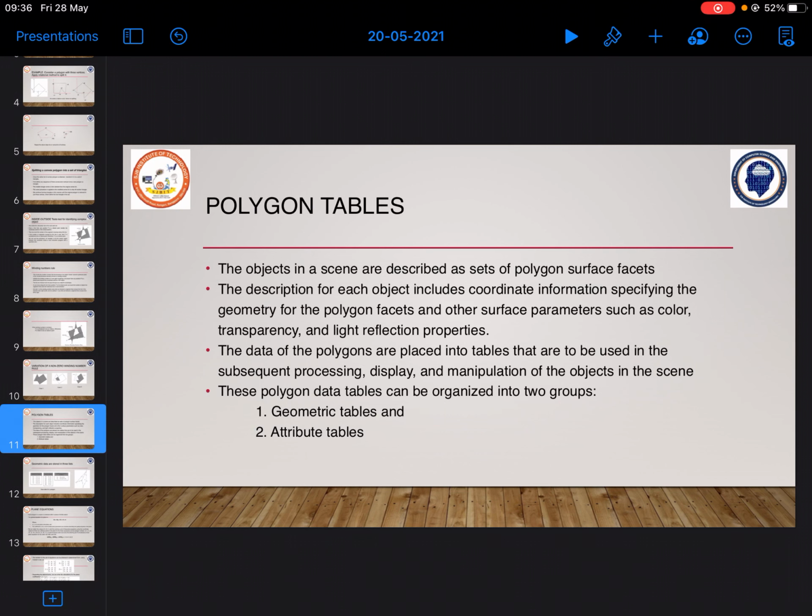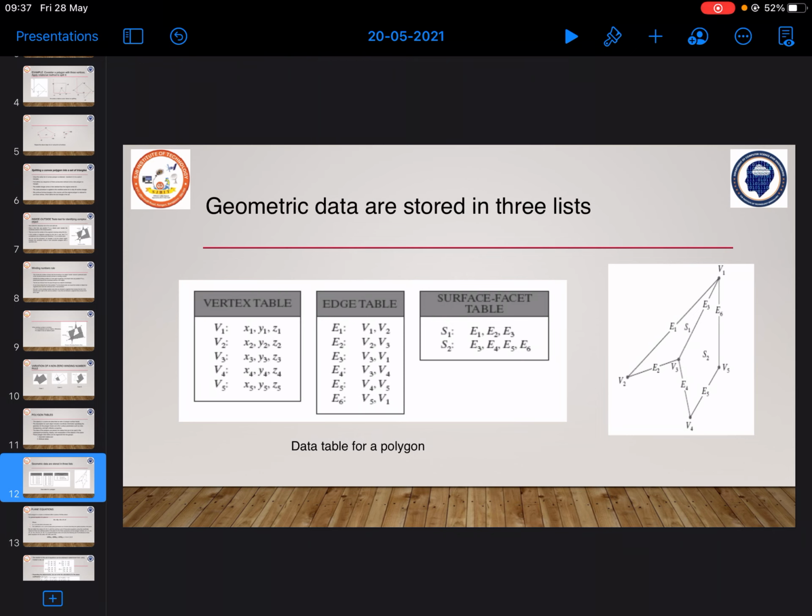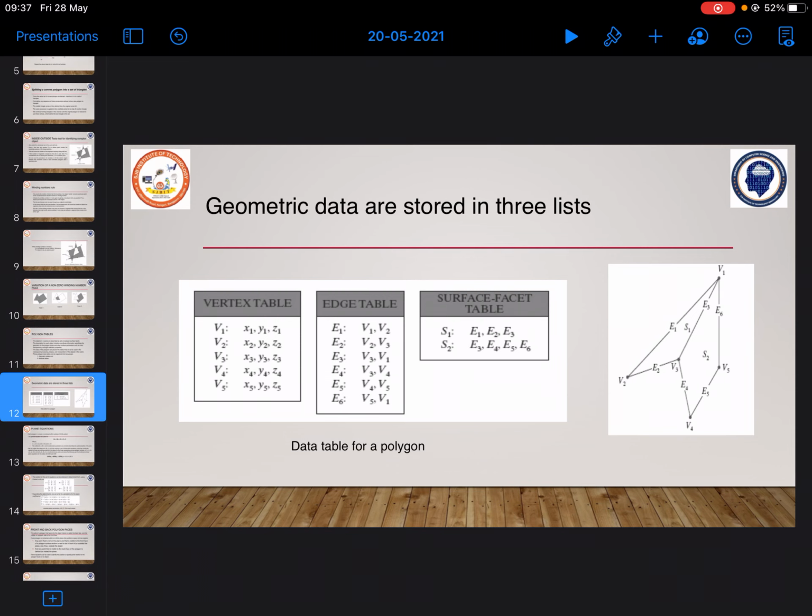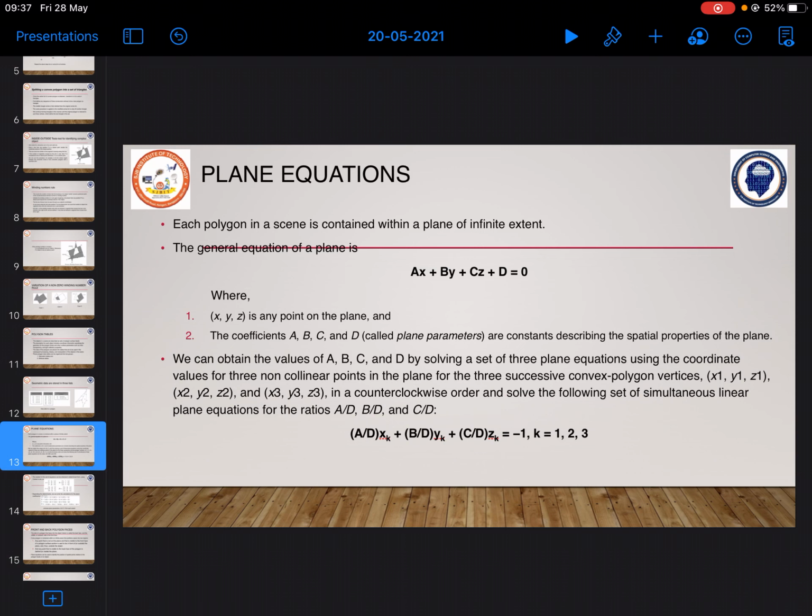Next is the polygon table. The polygon table says how the information of any polygon will be stored. The information is stored as geometric properties. There will be 3 tables: the vertex table, edge table, and surface facet table. The surface facet table contains all the edges facing each surface; there will be 2 surfaces, S1 and S2. Next is the edge table, which contains all the information of the edges and which vertices each edge includes. Then the vertex table specifies the vertex values. There will be a pointer from the surface facet table pointing to the edge table, and from the edge table pointing to the vertex table.